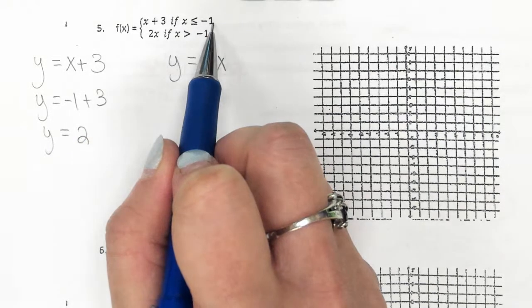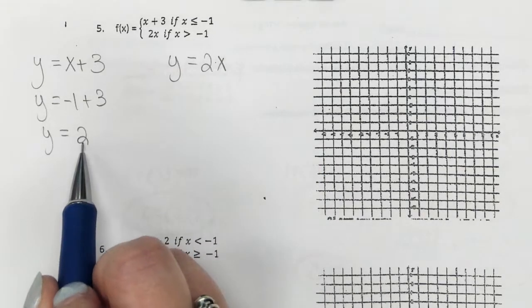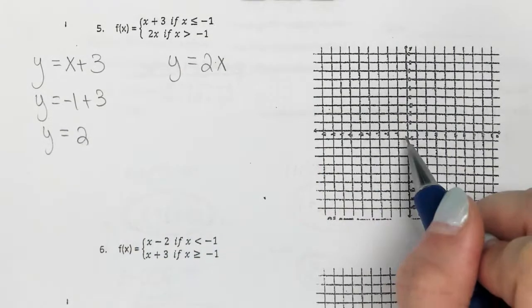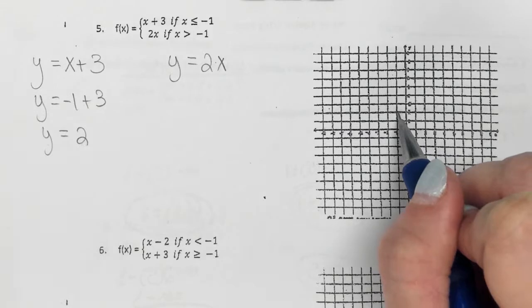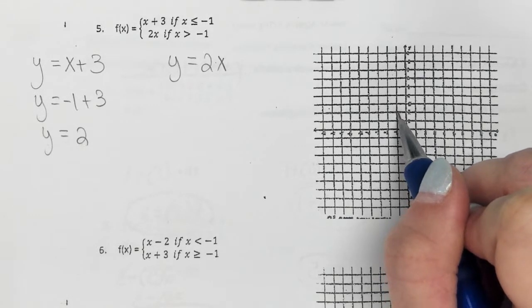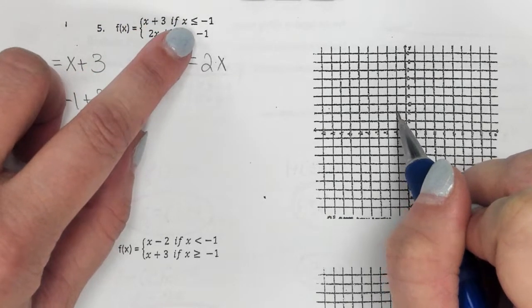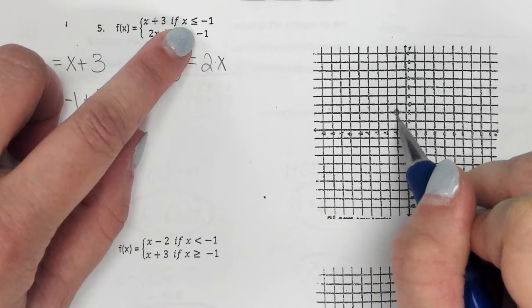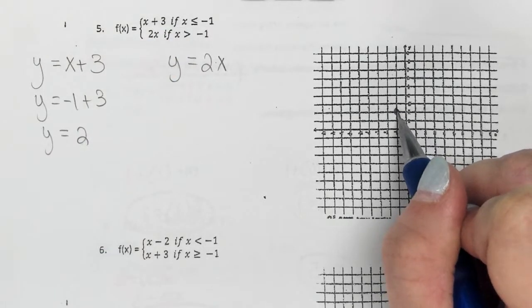What's that x value? Negative 1. And your y value is 2. So you go left 1, up 2. Do not put a dot, just put your pencil there. What kind of circle does it get? Closed. That's good.